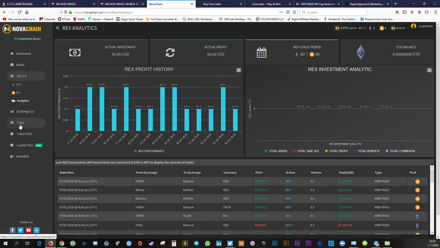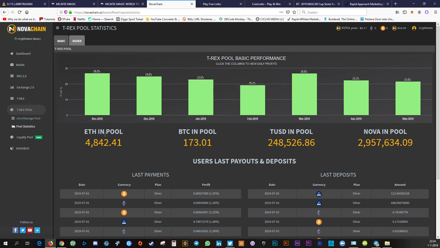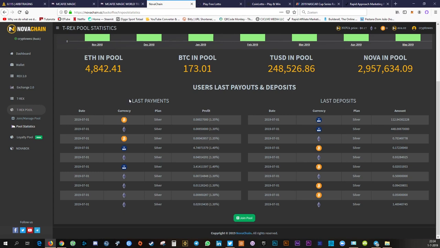So, just look on the T-Rex pool statistics, and over here, well, you can see here a big difference. May, April, March, over here you can see the last payments for people who are in the Bitcoin T-Rex pool. 1st of July, profit 1.25%. So yeah, that's doing well, man. And of course on the silver plan, the promo, because you're going to pay less fees. So if you entered in the promo, then you will pay less fees. So the amount you get in your return will be higher.